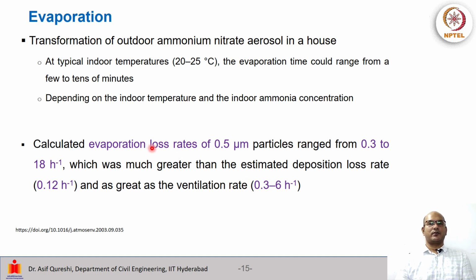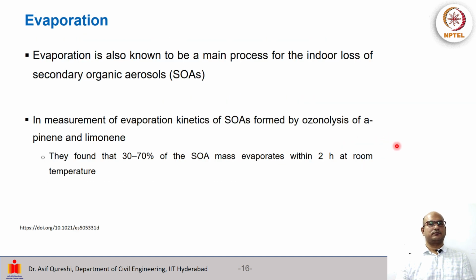So evaporation loss can become as important as the ventilation and more important than the deposition for compounds which are volatile in nature. It is also the main process by which secondary organic aerosols are lost. Again, we are talking about organic aerosols, so the organic volatile component will vaporize. So evaporation could be a main process.